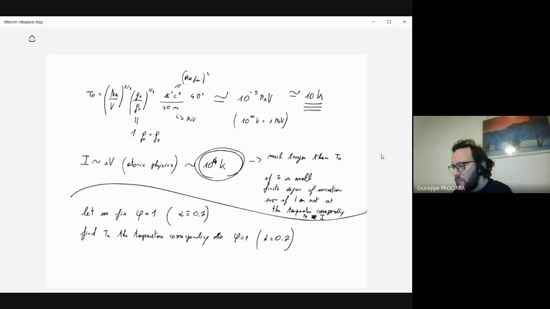Okay, and let's try to do it. So now phi is equal to T divided by T0, but let's put Tc here in order to find, well, okay, let's do it in the following way. Let me change page first of all.